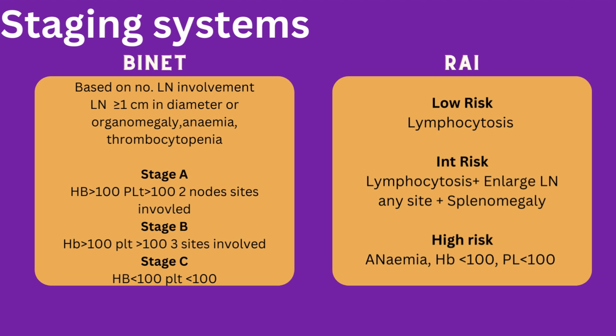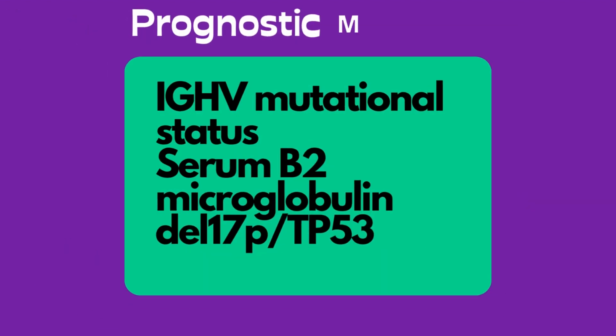In the Rai staging system, lymphocytosis, lymph node site, and splenomegaly are more important, with high risk being the evidence of cytopenias. Patients with leukemic cells that carry deletion 17p or TP53 mutations have an inferior prognosis and appear relatively resistant to standard chemotherapy regimens like alkylating drugs or purine analogues, but fare significantly better when treated with small molecule inhibitors of Bruton tyrosine kinase, PI3 kinase, or BCL2 inhibitors.